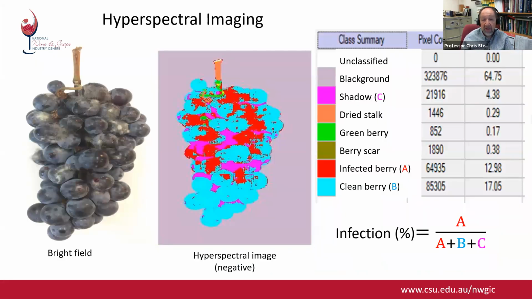We can think about other imaging techniques, so hyperspectral imaging. There's been a lot of work conducted in this area. But it's the same sort of thing. We're not seeing inside the berry. Particularly with the reds, this is probably going to give a greater degree of accuracy to discriminate between an infected berry and what might be heat stress or scarring on the berry. But again, we're not seeing it within the interior of the bunch.